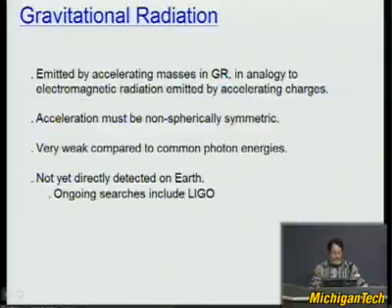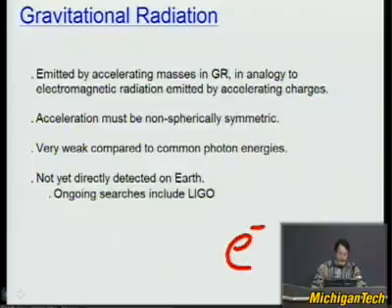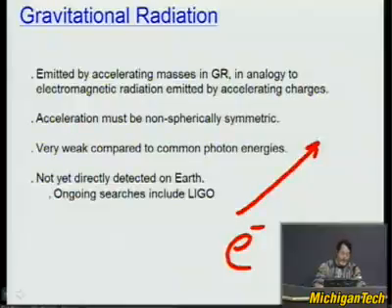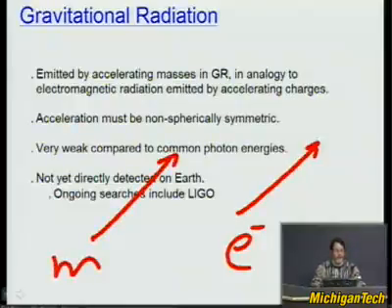Jumping around, again, gravitational radiation. So, again, if you take an electric charge, say an electron, and you accelerate that charge, you're going to get electromagnetic radiation. Now again, going back to mass, if you take mass and you accelerate that, do you get something analogous to that? And the answer is yes. In general relativity, you get it too. It's gravitational radiation. So this is, again, very weak compared to photons.